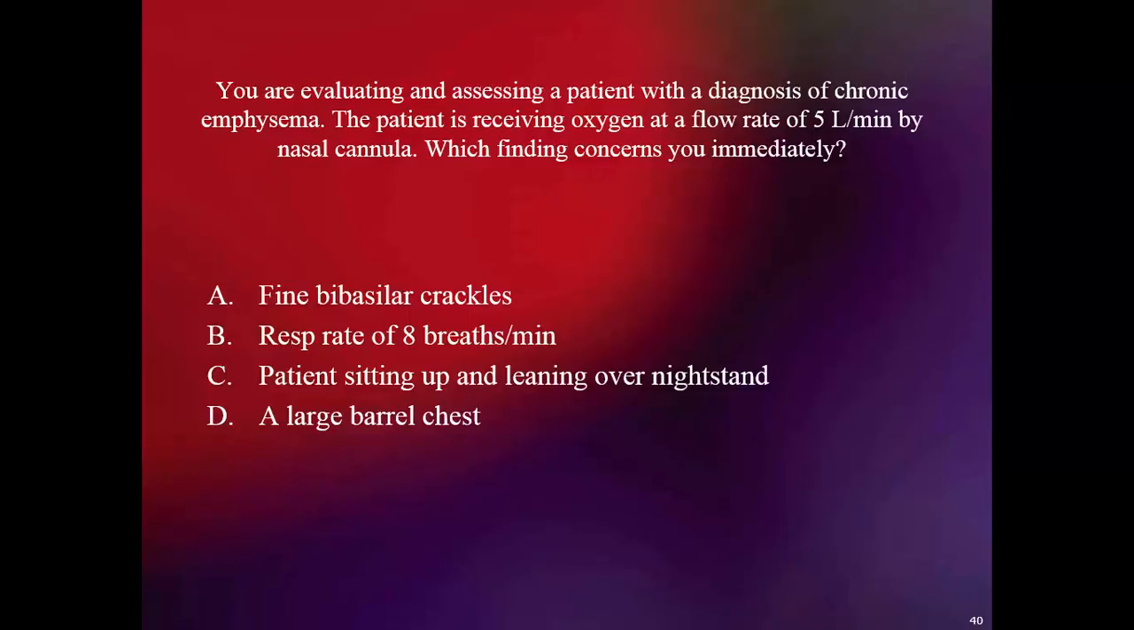Okay, and your answer should be B, respiratory rate of 8 breaths per minute, and that is showing you that they are getting tired, so they're not breathing as fast, and so that is a low rate. Large barrel chest, you would expect with chronic emphysema. Fine bibasilar crackles, you would also expect because of the overinflation of the alveoli. A lot of times they will have some fluid in there. And then the C, the patient sitting up and leaning over a nightstand, that is the orthopnea position, and so that is acceptable.